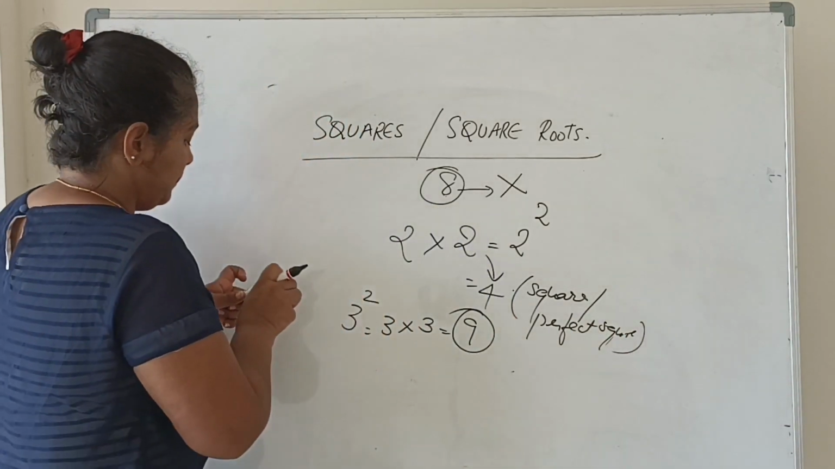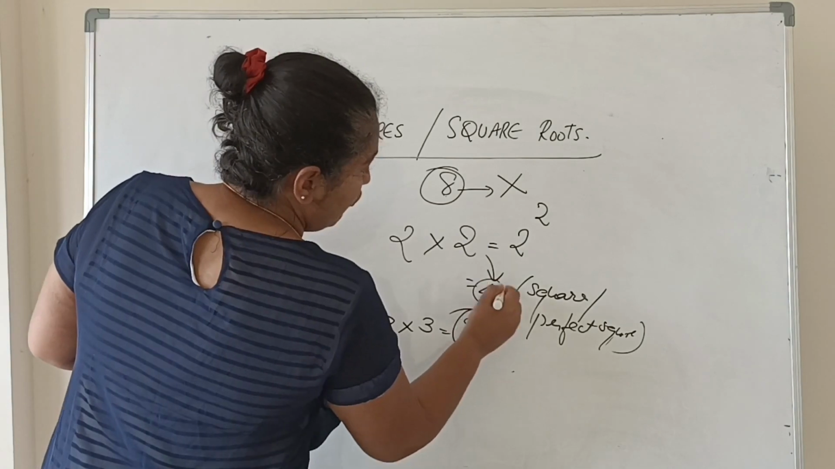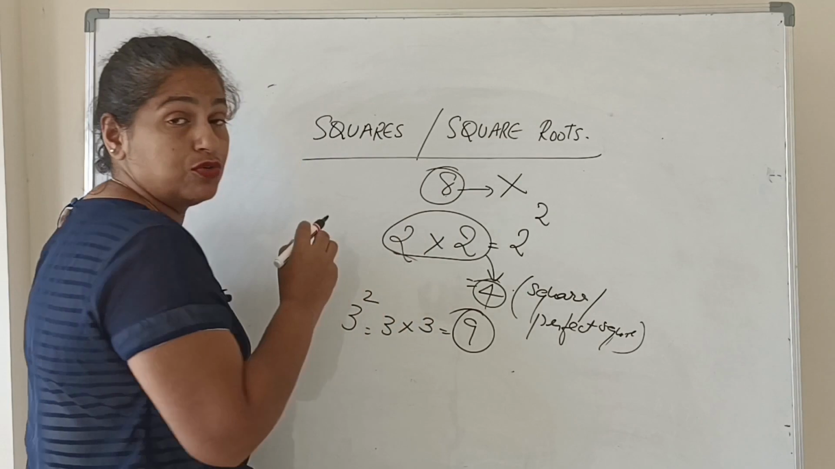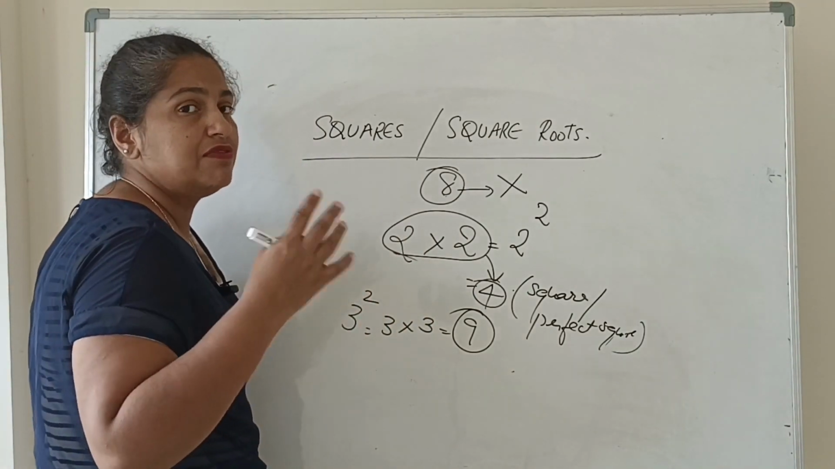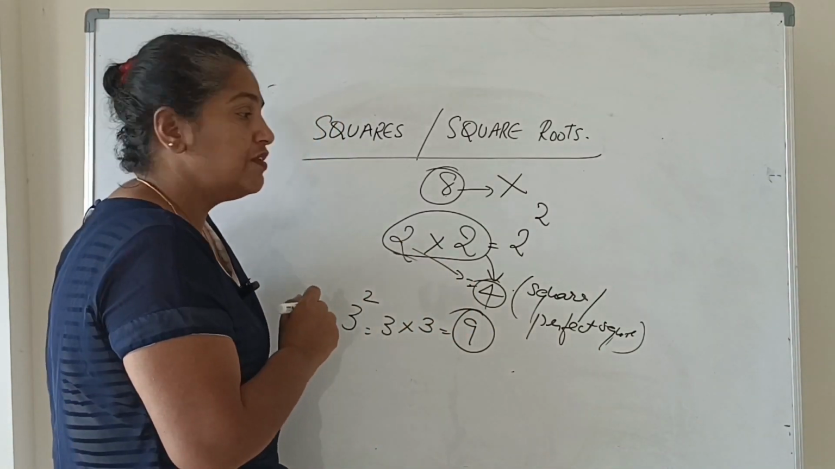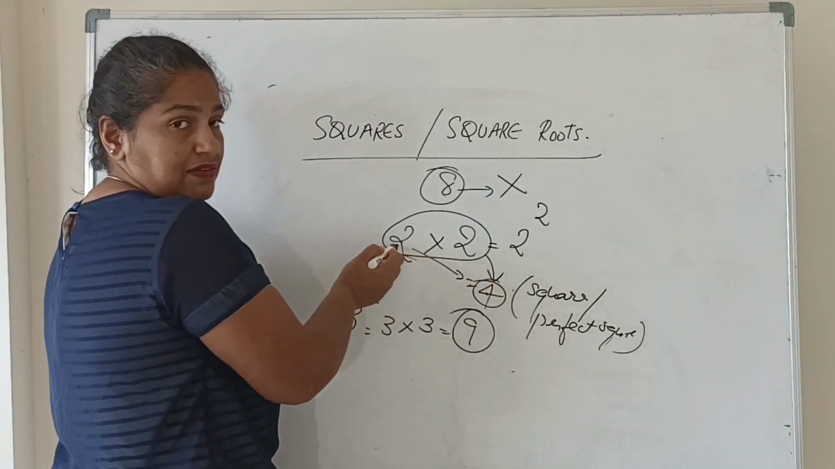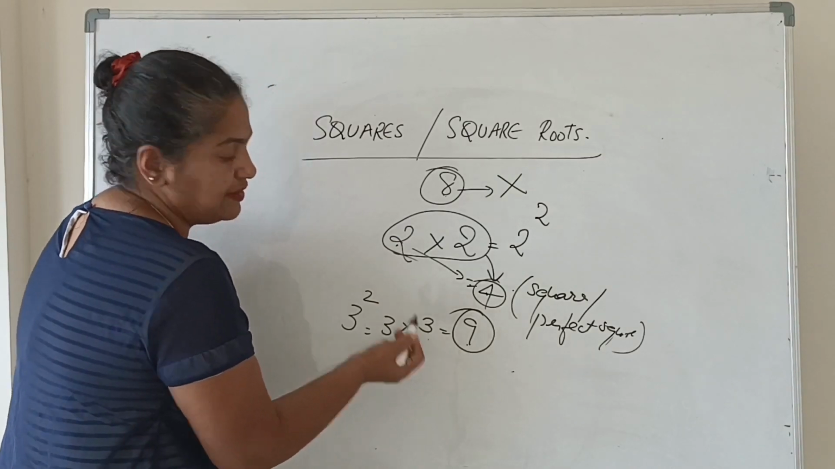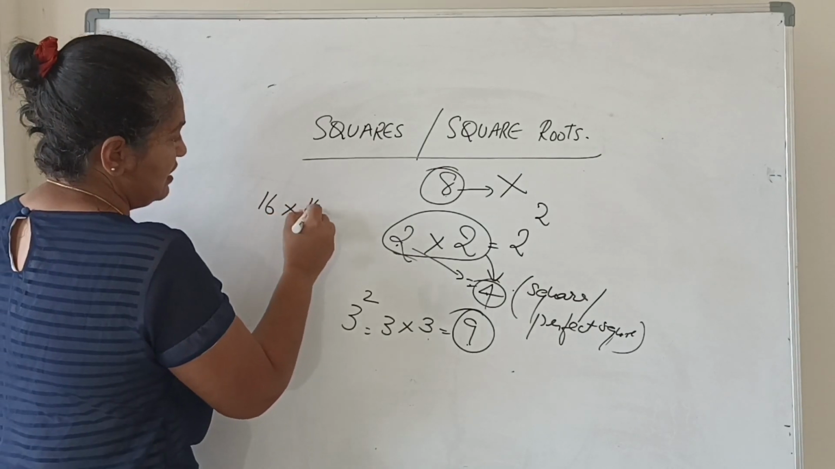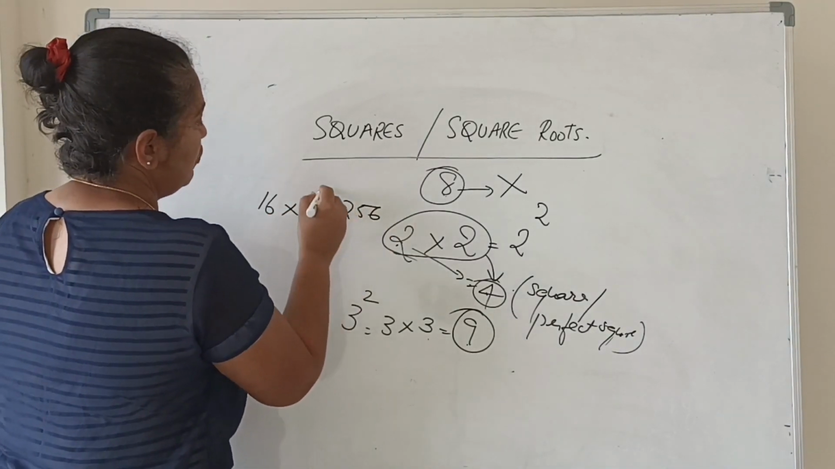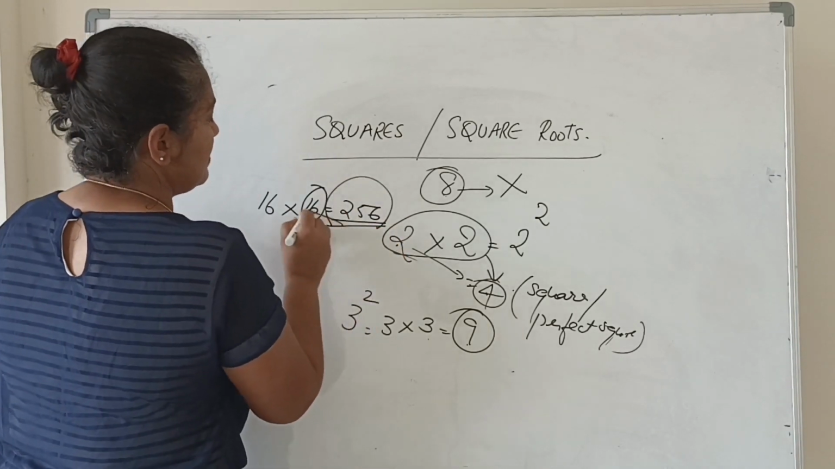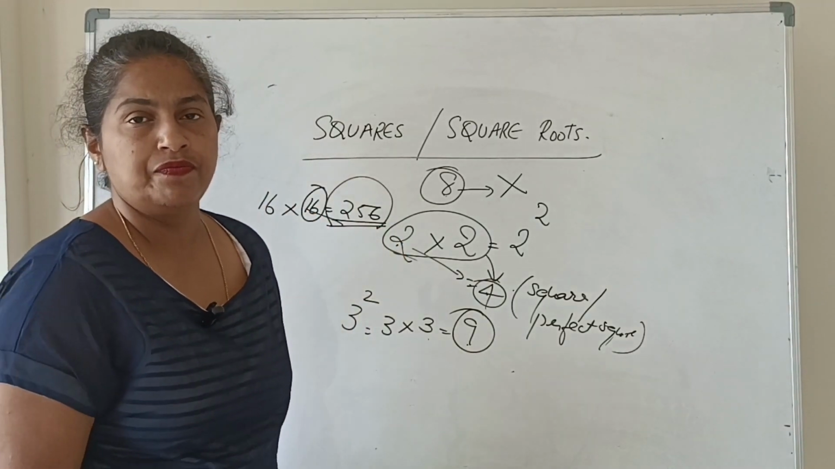Now, 4 is a perfect square. 4 is obtained by multiplying 2 with 2. So, I can say that 2 is a square root of 4. So, this is a square and this is the square root. If I have a number 16, I am multiplying 16 with itself, I get 256. So, I can say 16 is a square root of 256, or 256 is a square of 16.